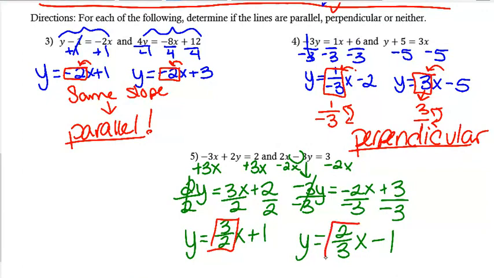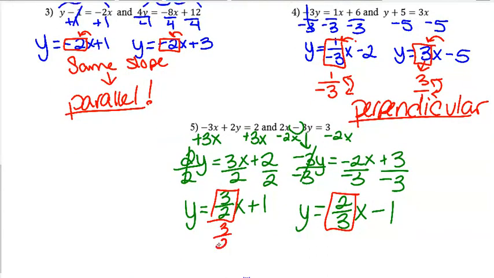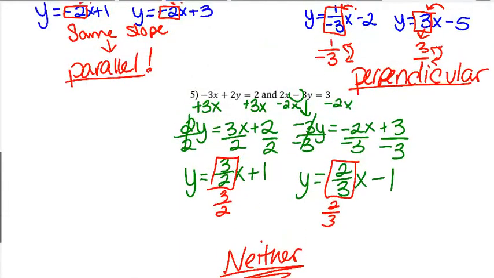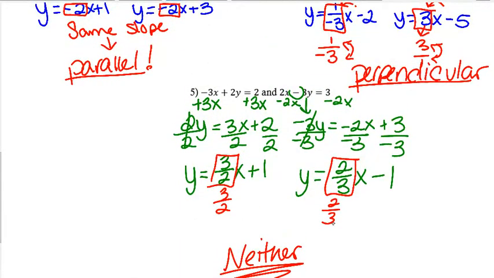And again, I'm looking at the numbers in front. So I have 3 halves here and 2/3 here. So those are flipped. What kind of slopes are flipped? Hopefully you said neither. To be perpendicular, one of these has to be negative. They're both positive, so it's neither. Look here, it was negative. That's the difference.